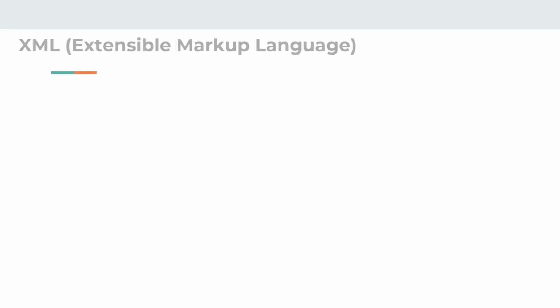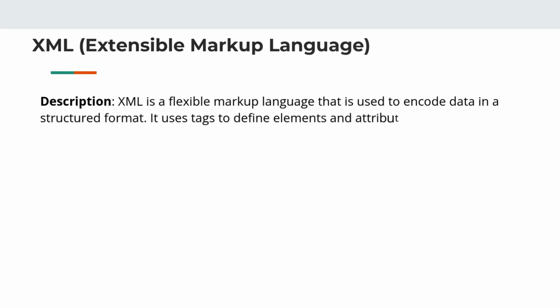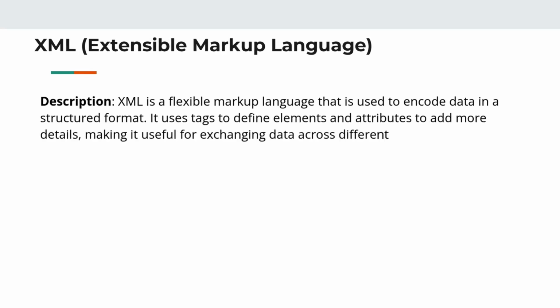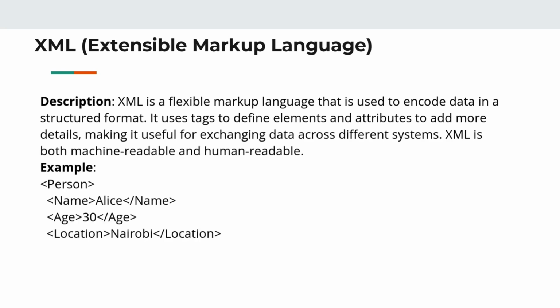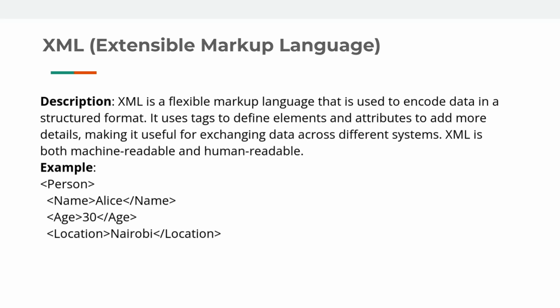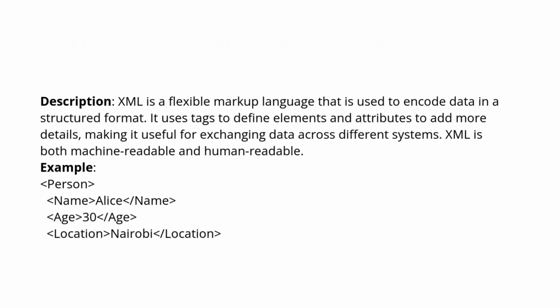Finally, XML, also known as Extensible Markup Language. Did you know that, by the way? That's the meaning of XML. Now, XML is a flexible markup language that is used to encode data in a structured format. It uses tags to define elements and attributes to add more details. And this makes it useful for exchanging data across different systems. It's important to note that XML is both machine readable and human readable.